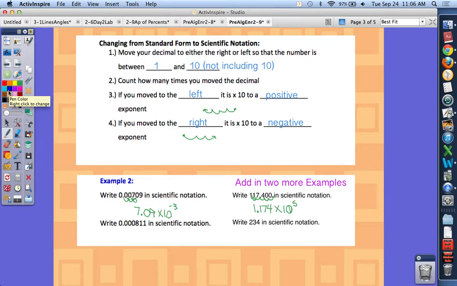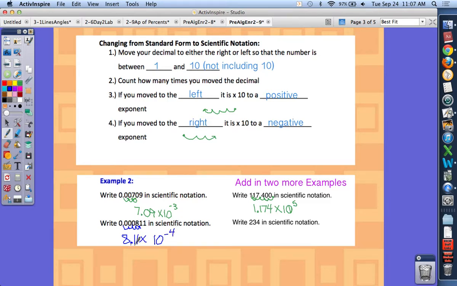Okay, so on the next two, we would have to move this one to the right. We know it's a really small number, so I already know I'm going to have 10 to the negative exponent. 1, 2, 3, 4 spots would get me to 8.11. So it's times 10 to the negative 4th.